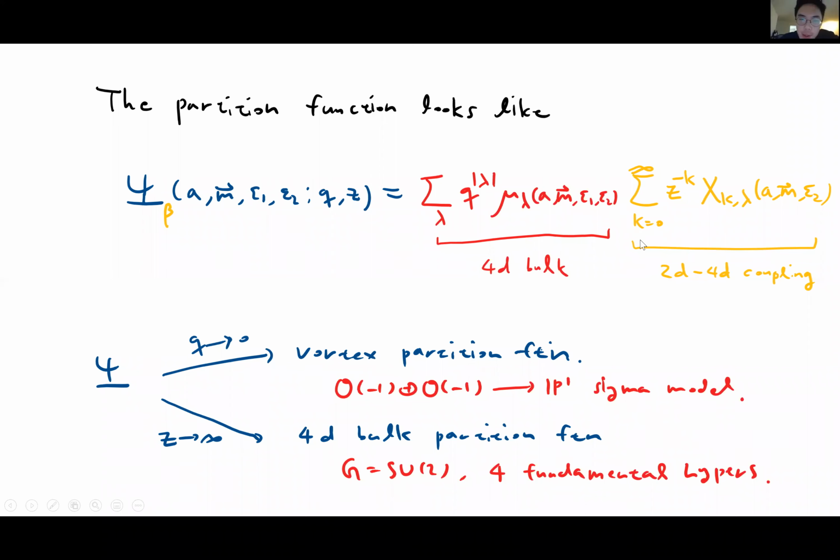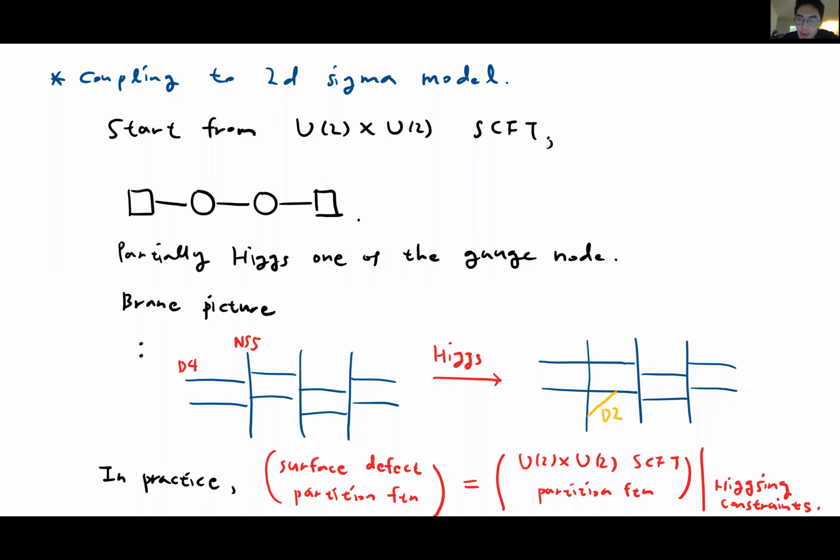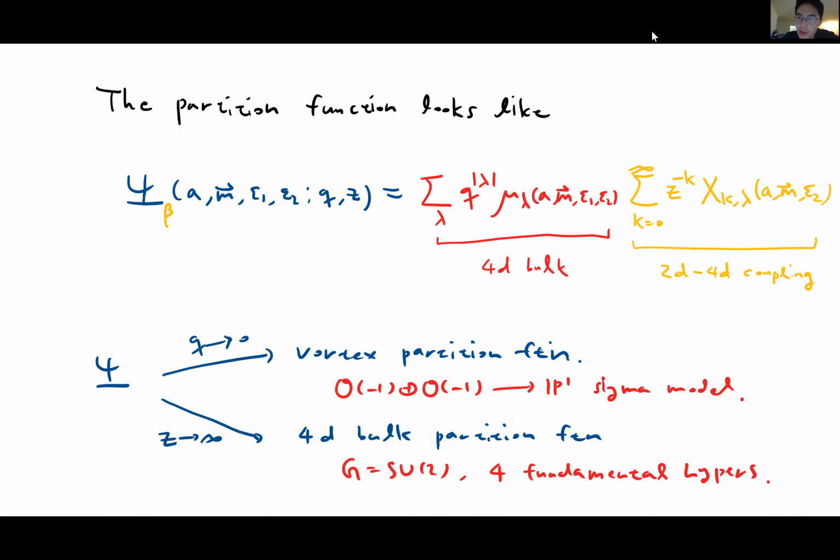Right. I didn't write how to compute the partition function explicitly, but I just delivered the idea. So the partition function looks like the bulk contribution times a certain 2D-4D contribution. In the limit where we turn off the bulk coupling, it goes to the vortex partition function. This just reduces to the 2D partition function. But because of the coupling to the bulk, it has some complicated features.